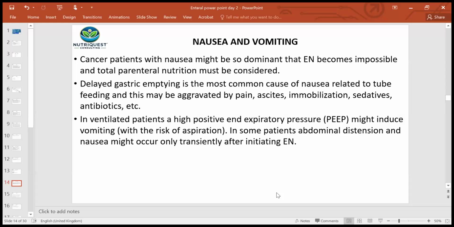So in ventilated patients, a high positive end-expiratory pressure might induce vomiting with the risk of aspiration. In some patients, abdominal distension and nausea might occur only transiently after initiating enteral nutrition. So you need to be aware of all this information.